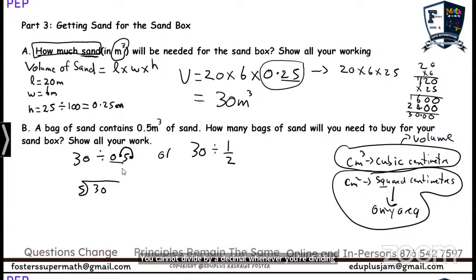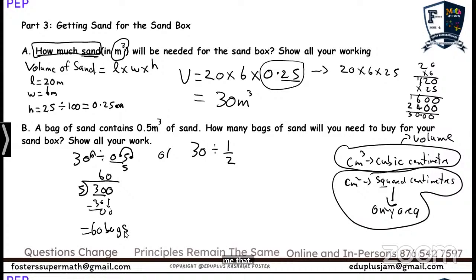So I take one jump there, that gives me 5. And I take one jump there, so that gives me 300. So 5 into 3, I can't. 5 into 30, that gives me 6. 5 into 0, 0. So my answer is 60 bags.